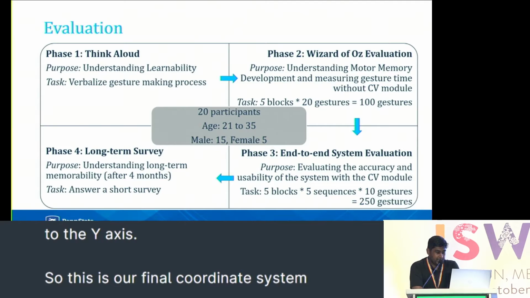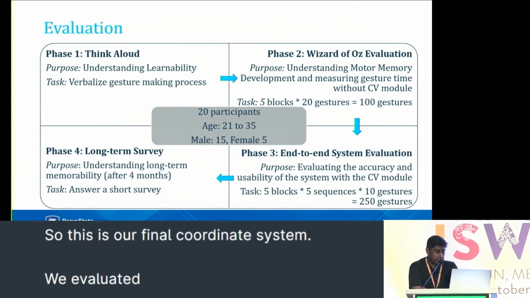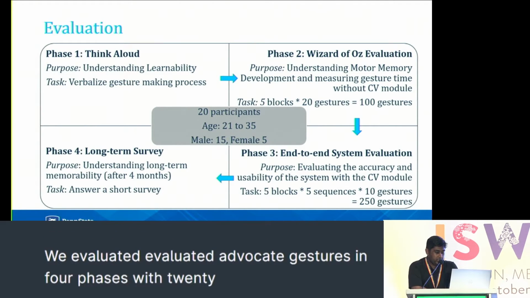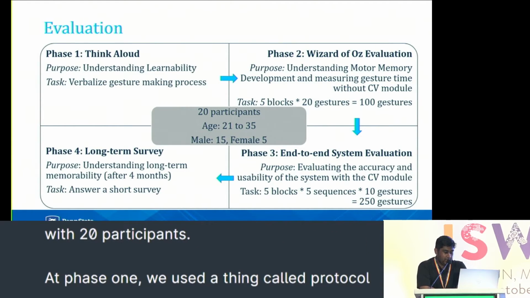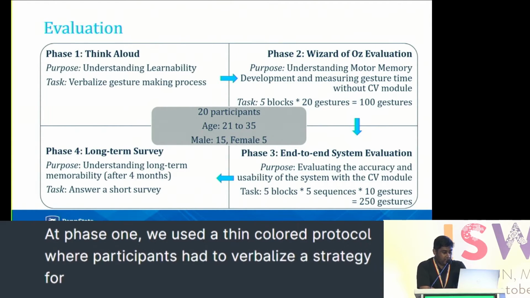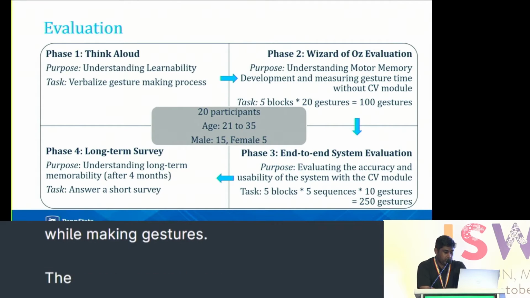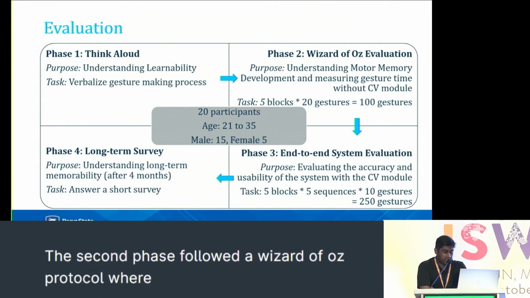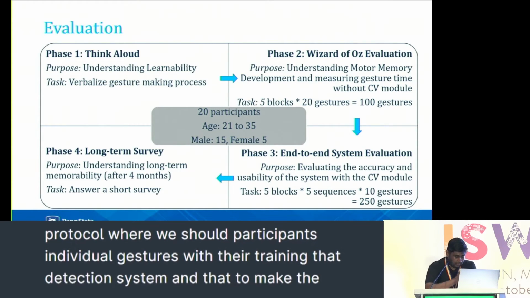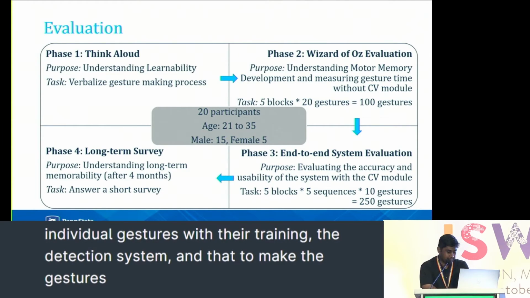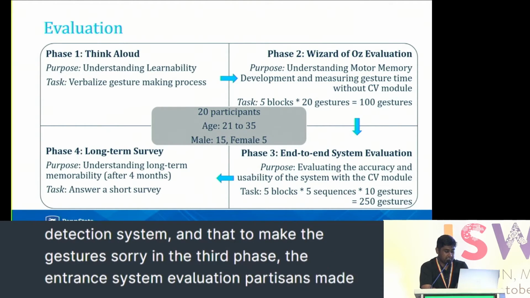We evaluated Abacus gestures in 4 phases with 20 participants. At phase 1, we used a think aloud protocol where participants had to verbalize a strategy while making gestures. The second phase followed a Wizard of Oz protocol where we showed participants individual gestures without running the detection system and they had to make the gestures.